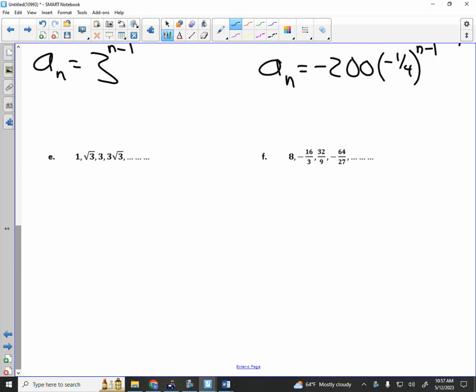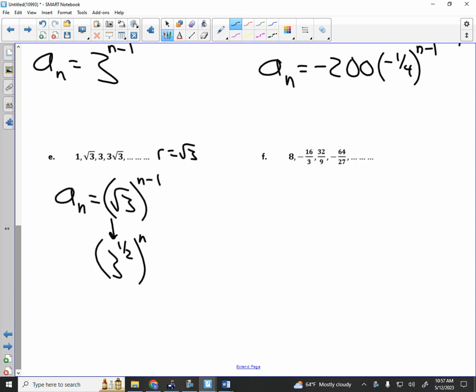Only 2 left. What is the ratio here? Ratio is the root of 3. So a sub n is equal to 1 times the root of 3 raised to the n minus 1 power. I'm going to pull just a little trick on you. You could write it just like that, but suppose I want to write it as 3 to the 1/2 raised to the n minus 1 power. What do you do when you have a power to a power? So you could write this as 3 raised to the n minus 1 divided by 2. So those expressions are the same.